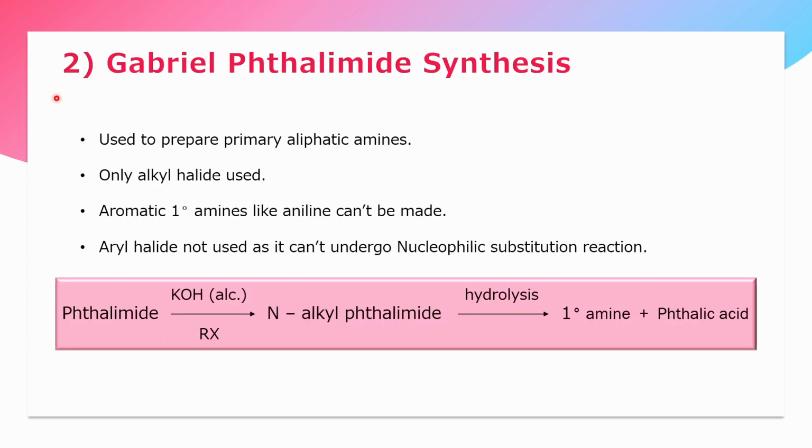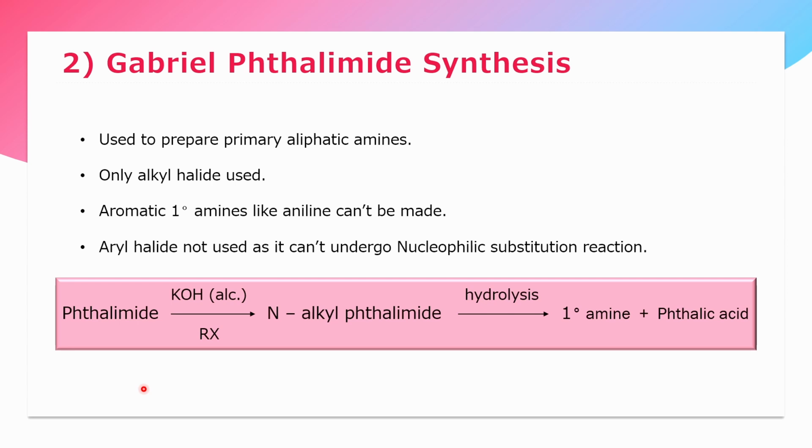Another method to prepare amines is the Gabriel phthalimide synthesis. Through this way, we can prepare 1 degree aliphatic amines only, because aromatic ones cannot be made, as aryl halides cannot undergo the nucleophilic substitution reaction, which is the essential way with which this reaction proceeds.